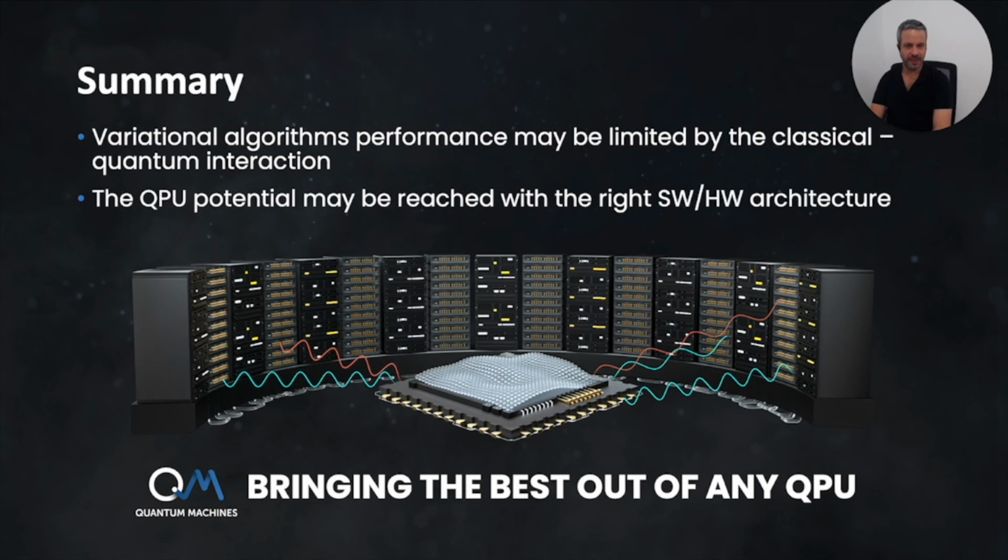In summary, variational algorithms' performance may be limited by the classical quantum interaction. The QPU potential may be reached with the right software and hardware architecture.